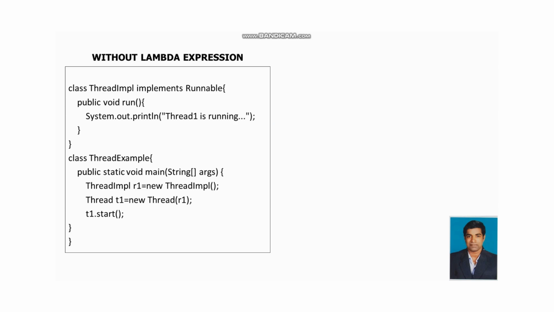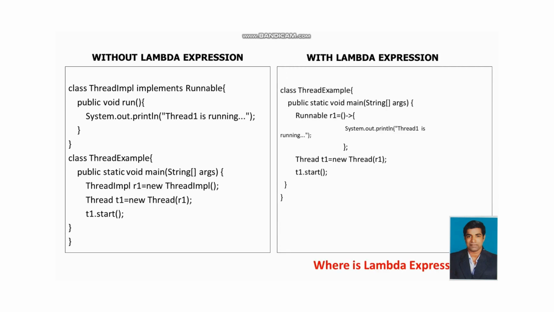Wherever we are implementing the Runnable interface, we have to create two different objects: one object for the ThreadImplementation class, another object for the Thread class. Once that thread implementation object is passed inside this thread object, then you give T1.start. Then another way, here with lambda expression, so that we are reducing the code.